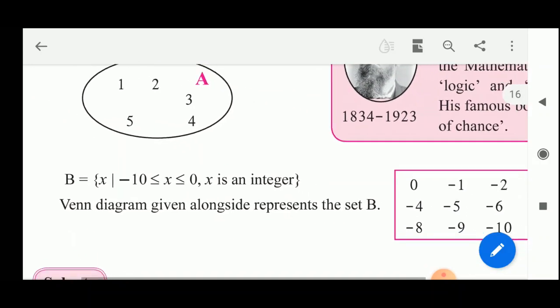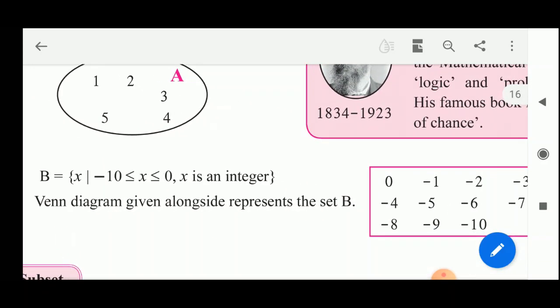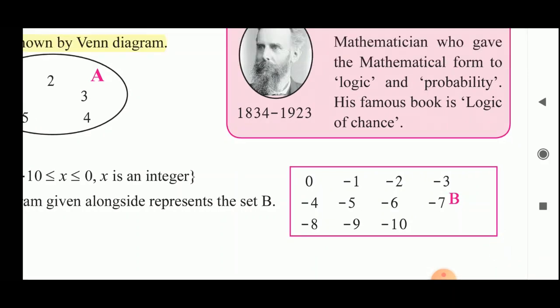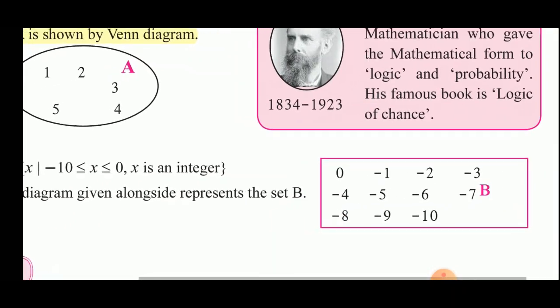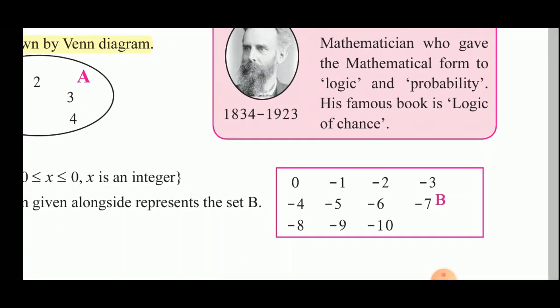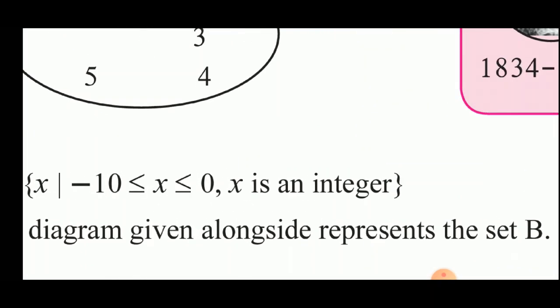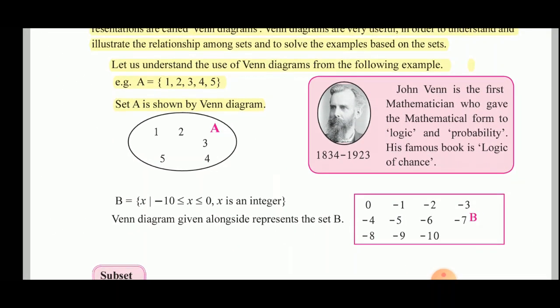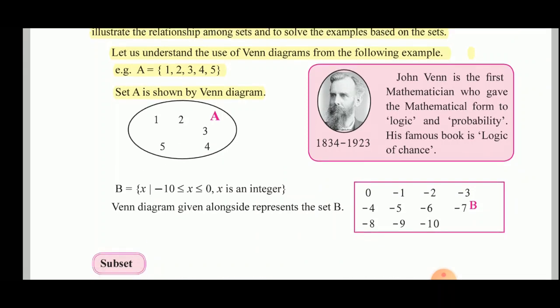Now see set B. Set B is the set of all x such that x is greater than or equal to minus 10 and less than or equal to 0. This is the less than or equal to sign, which means minus 10 will also be there. So the elements of set B are minus 10, minus 9, minus 8, minus 7, minus 6, minus 5, minus 4, minus 3, minus 2, minus 1, and 0 will also be there, because x is less than or equal to 0. This Venn diagram is shown using a rectangle.